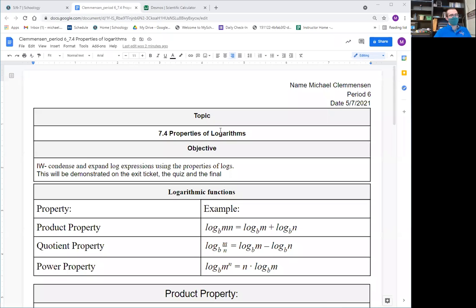So today's topic is properties of logarithms. Our objective for today is to condense and expand log expressions using the properties of logs. This will be demonstrated on the exit ticket, the quiz, and then the final.